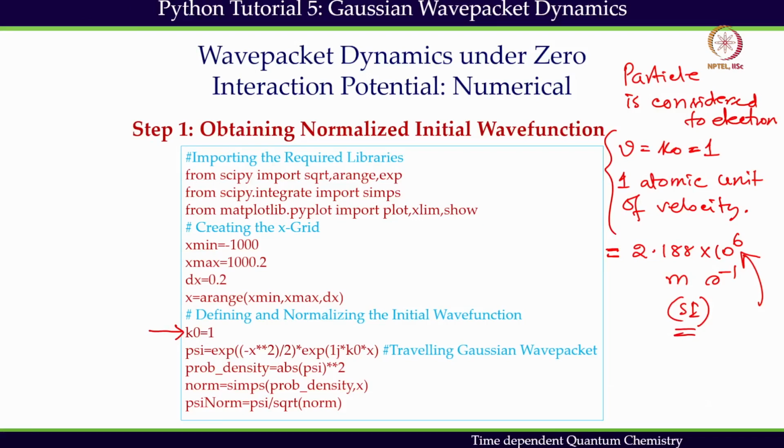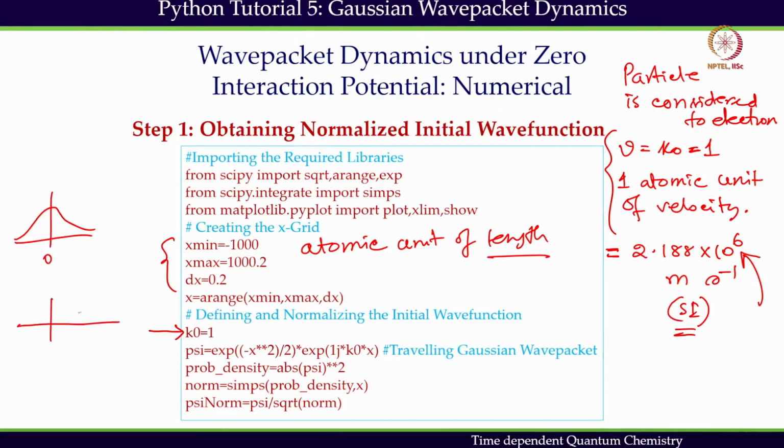So, when I have written here x maximum, x minimum, 1000 and 1000.2, it is assuming the atomic unit of length. When I say that the wave packet is centered at 0, that is 0 atomic unit of length. If the wave packet has moved from 0 to some other value, let us say 10, then this is 10 atomic unit of length. Everything has been represented in the atomic unit.